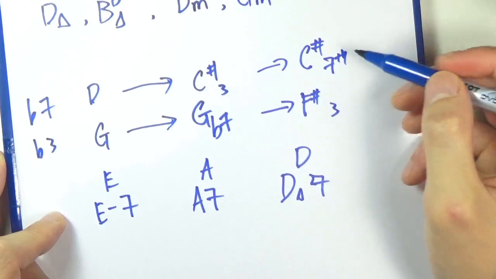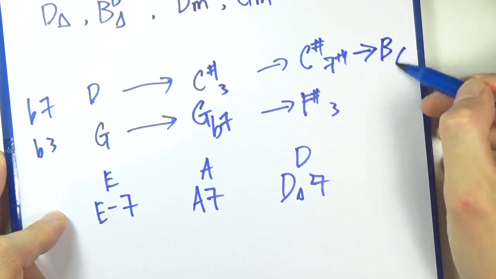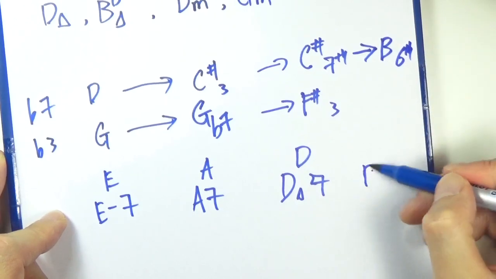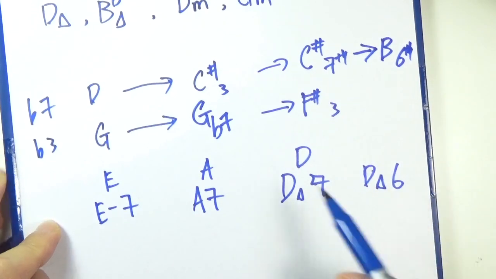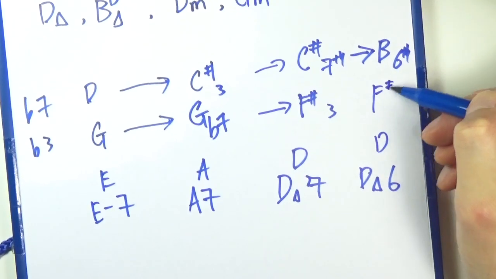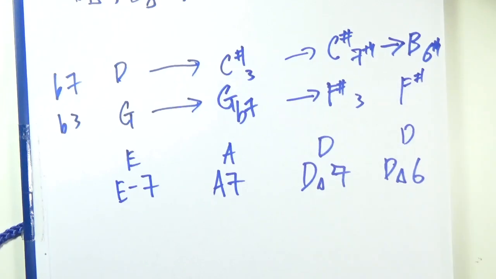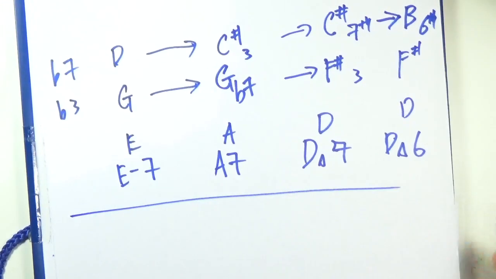Okay. Finally, you can resolve the 7th here to a B, which is a 6, major 6. So D major 6 at the end. Alright, cool. That's D major. Let's work on B flat major.